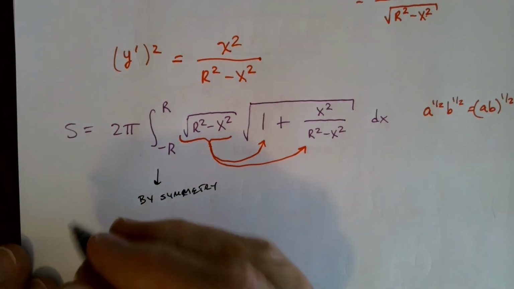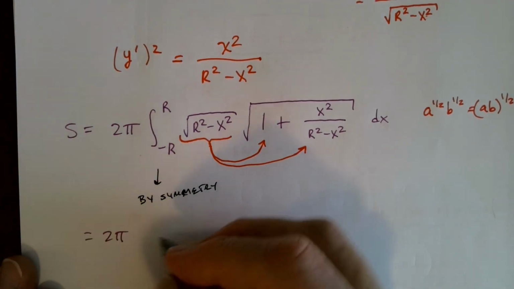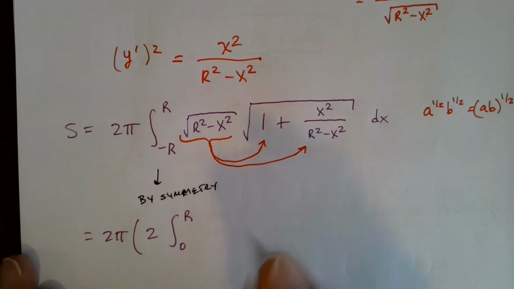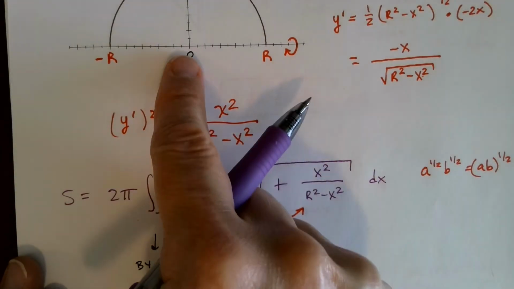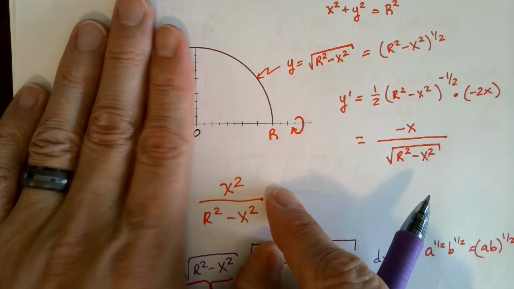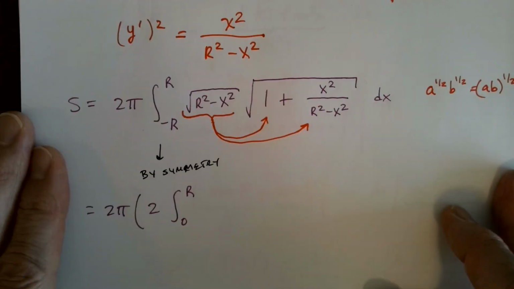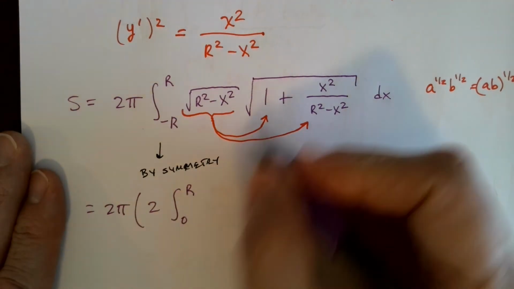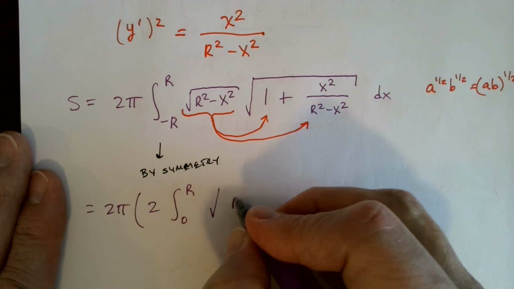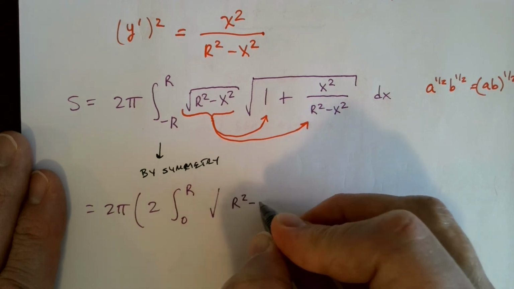What I'm going to do is I'm going to say this is equal to 2 pi. I'm going to change this to 2 times the integral from 0 to r. All right, so that's going to give me the surface area of half the sphere, and then I just double it by symmetry. I'll have the total area. And then when I do this through here, r squared minus x squared times 1 is just r squared minus x squared.